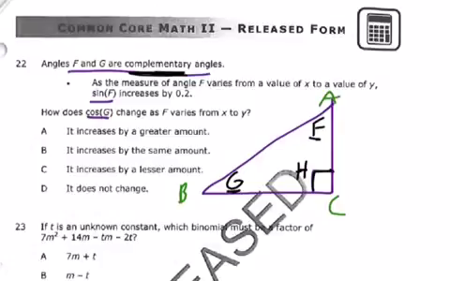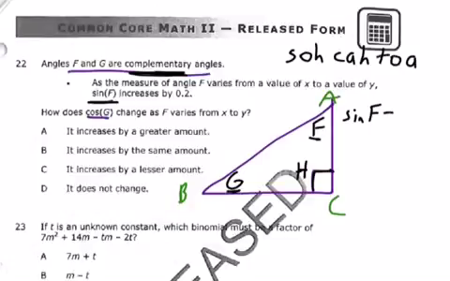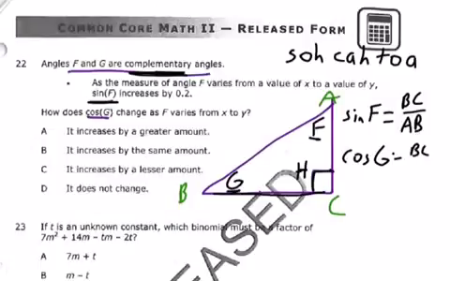So I could say for this, it says the sine of F. If I say sine of F, remember SOHCAHTOA: sine is opposite over hypotenuse, cosine is adjacent over hypotenuse, and tangent is opposite over adjacent. So the opposite of F is going to be BC, and then the hypotenuse is going to be AB. And then look at what cosine of G is. Cosine of G is adjacent, so adjacent to G is going to be BC, and then the hypotenuse is AB.